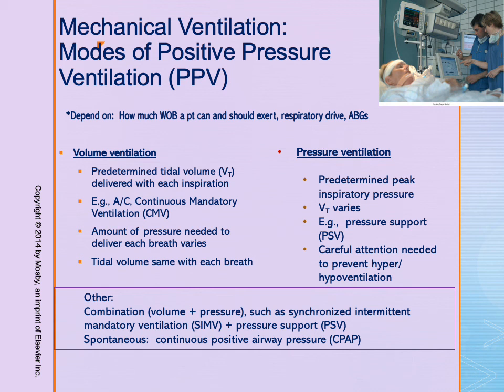In pressure ventilation, positive pressure is applied to the airway during inspiration in a patient who is spontaneously breathing. So the patient has to be breathing on their own. This will just add some extra pressure. The level of positive airway pressure, which is considered peak inspiratory pressure, is preset or predetermined. The tidal volume will vary based off of the inspiratory pressure the ventilator provides and the airway or lung compliance.